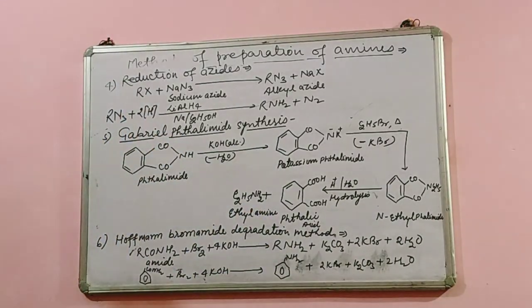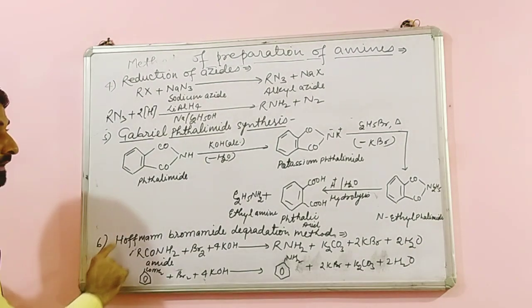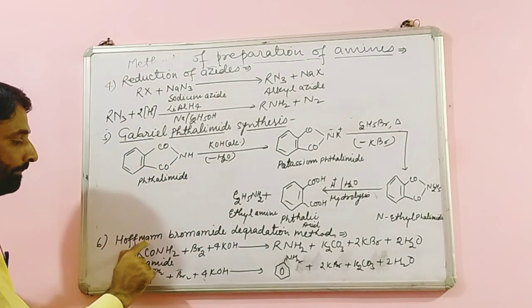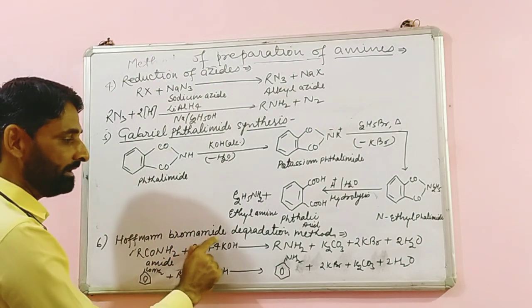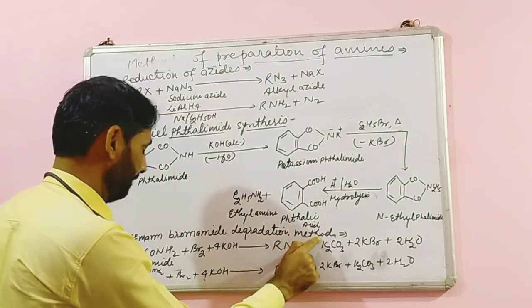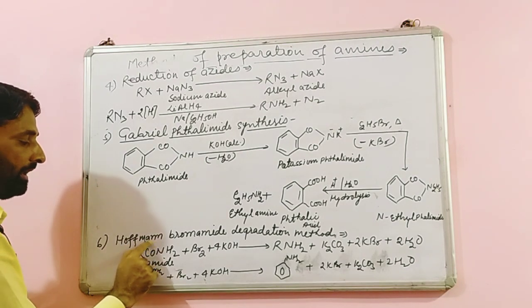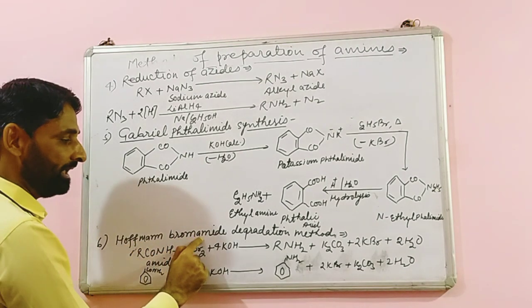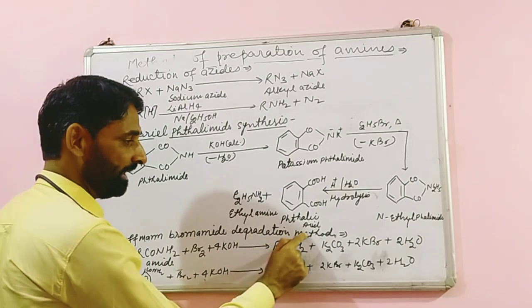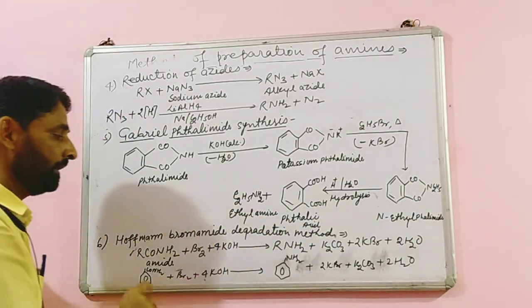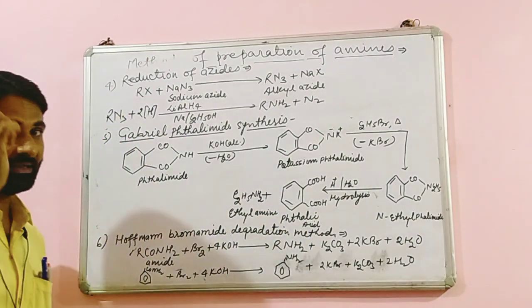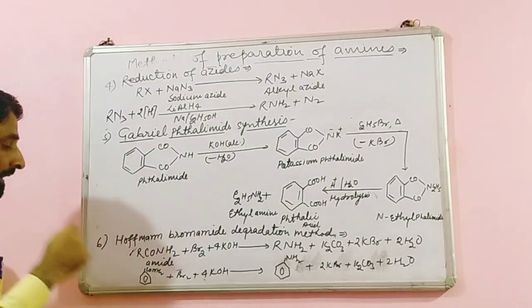The next process by which we can prepare the amine, that is Hofmann bromamide degradation method. Hofmann bromamide degradation method. What is the Hofmann bromamide degradation method? This is an important reaction.